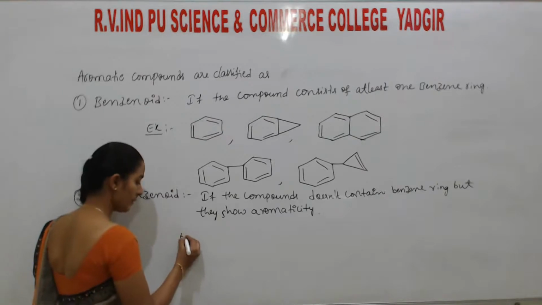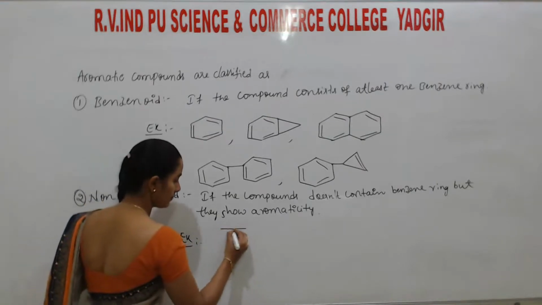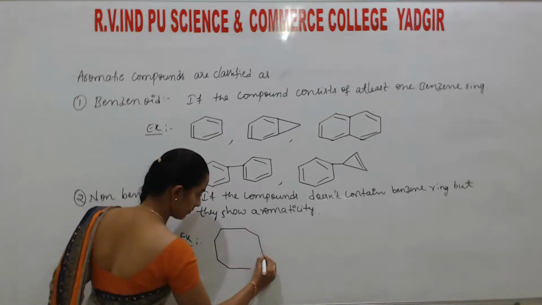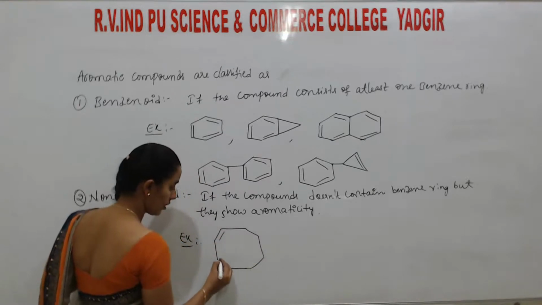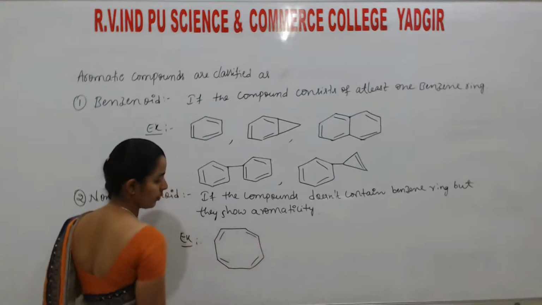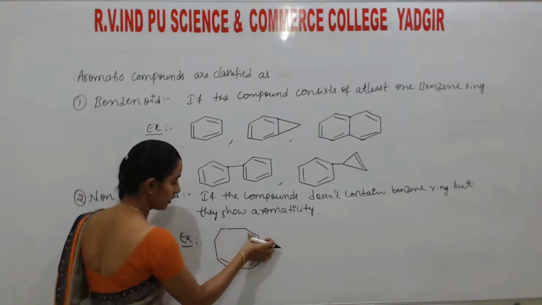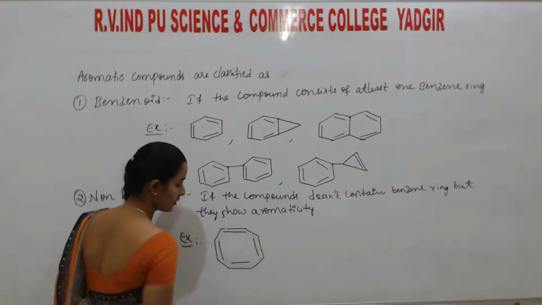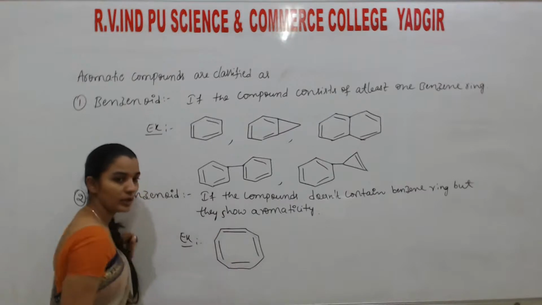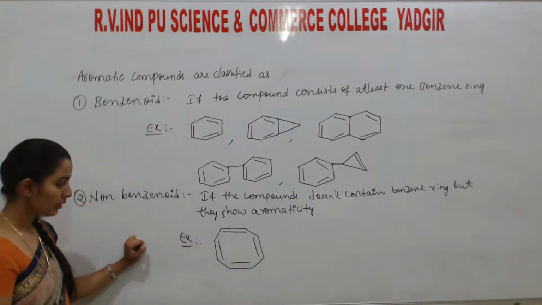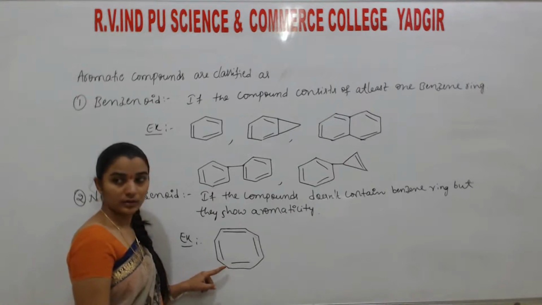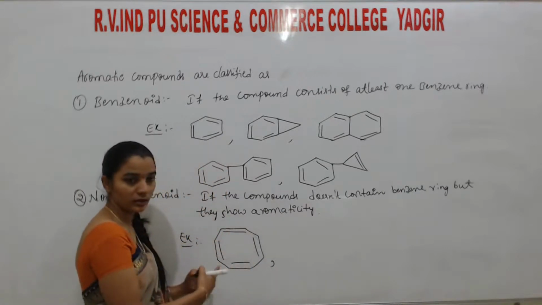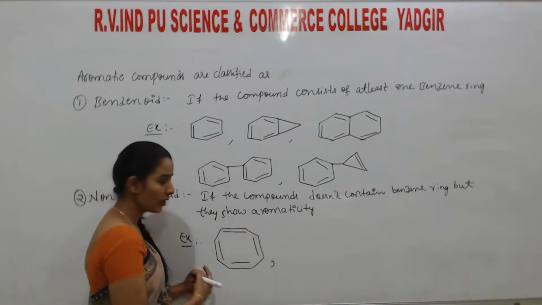So listen, an example for that is this one, with alternate double and single bonds only. Or if you want, instead of here, you take here. This is what? Cyclooctane, not octane, octatetraene. Of course, this is not a benzene ring. Correct? This is not a benzene ring.